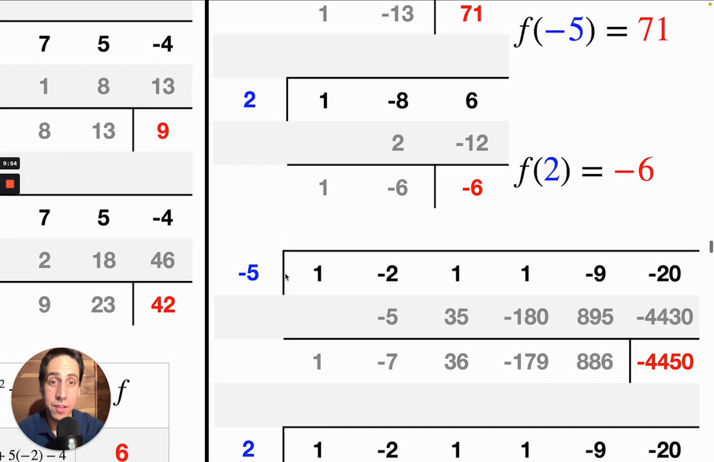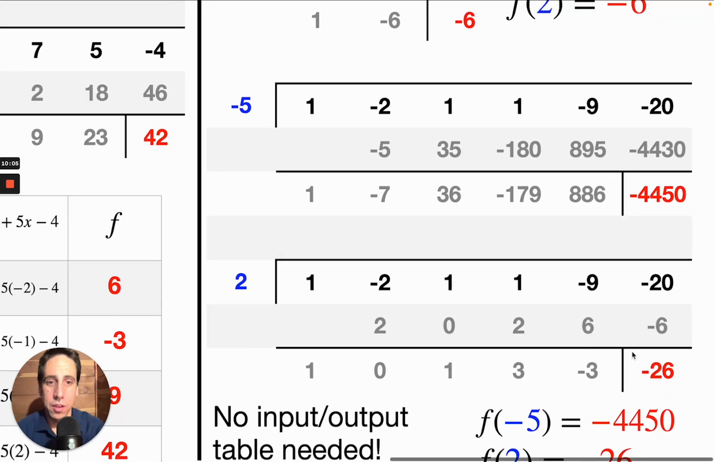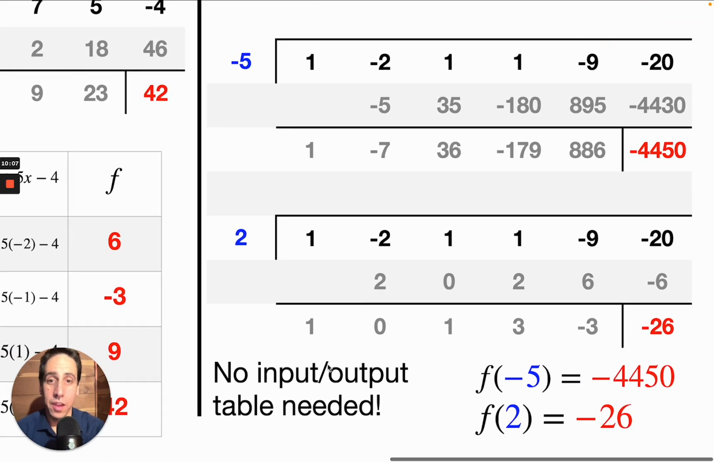You put negative 5 in, and as the output you get negative 4,450. Maybe synthetic division's easier than substitution. In this case, it might be. Okay, so yeah, you plug in 2, and you get here the output of negative 26. So f of 2 is negative 26.